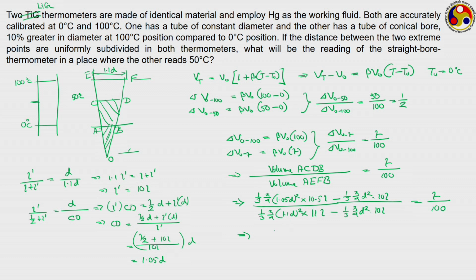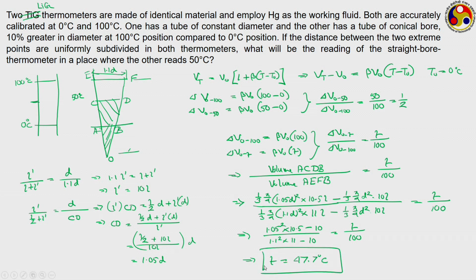So, it reduces to 1.05 square into 10.5 minus 10 divided by 1.1 square into 11 minus 10 equal to T by 100, and if we solve this, T will be coming to be something like 47.7 degree Celsius. So, your conical thermometer is showing 50 degree, but actual temperature is about 48 degree Celsius, which we can get using the relation like this, consistent volumetric expansion of the thermometer or mercury inside the thermometer.